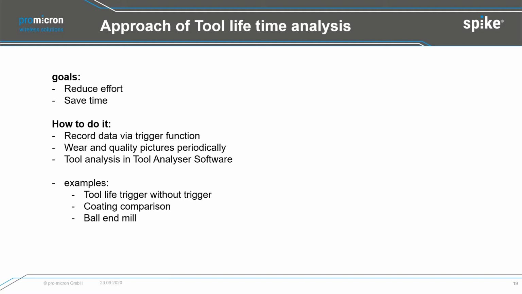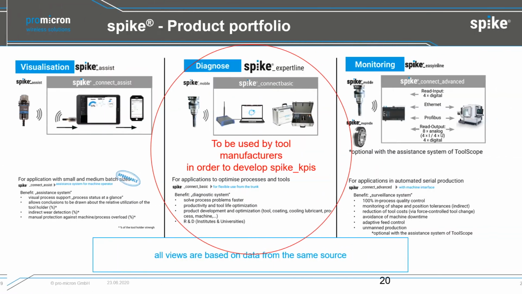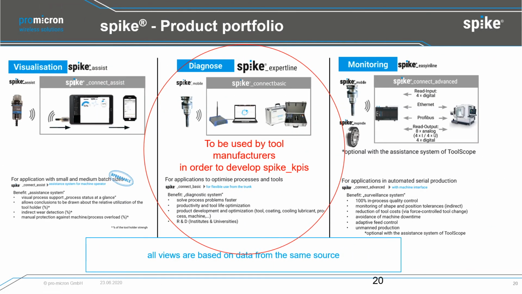I would like to show you 3 examples: tool lifetime with and without the trigger function, a coating comparison, and an example for a ball end mill. Maybe you know these examples from my previous presentations or from my colleagues, but it's always good to hear that again. This is an overview of the product portfolio which we have presented to you.